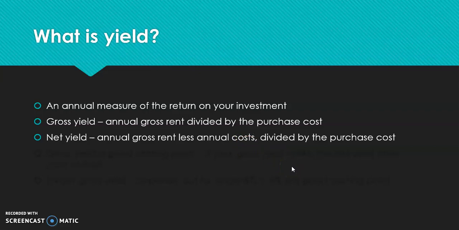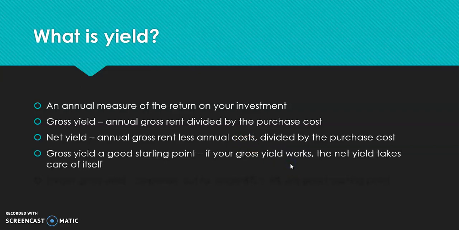Now, I tend to use gross yield as my main measure. The reason is it's a good starting point, because if your gross yield works, then the net yield takes care of itself if your gross yield is high enough. And I guess the question then is, well, what is high enough? How high should your gross yield be?